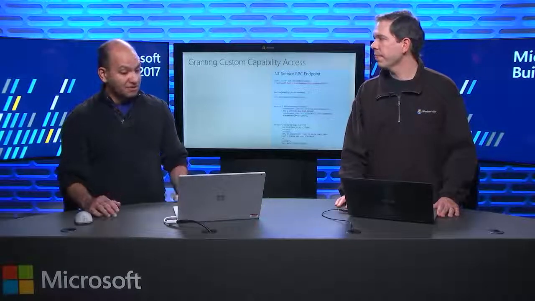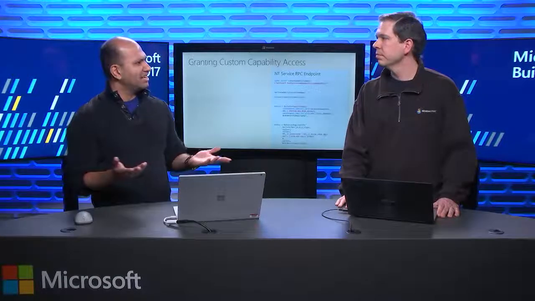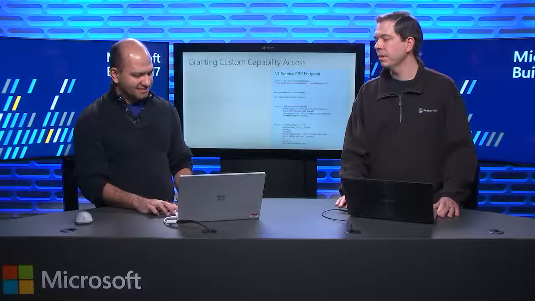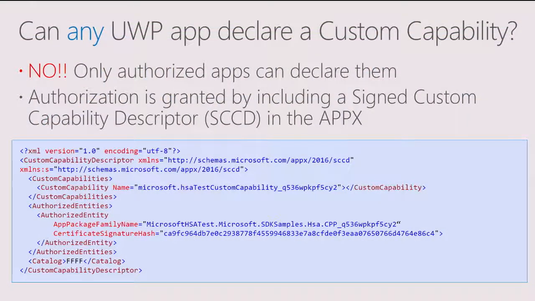So this is great. Once a developer opens access to their service or their driver, can any UWP app access it? Well, no, or that would defeat the whole purpose, thankfully. The way this works is once you've declared that custom capability in your app manifest, your app can no longer install unless you have a file that authorizes your app's use of that capability. The way we do that is by this embedded file inside your AppX package we call the Signed Custom Capability Descriptor file. It sounds complicated, but you can see here that the code is under 15 lines of XML.